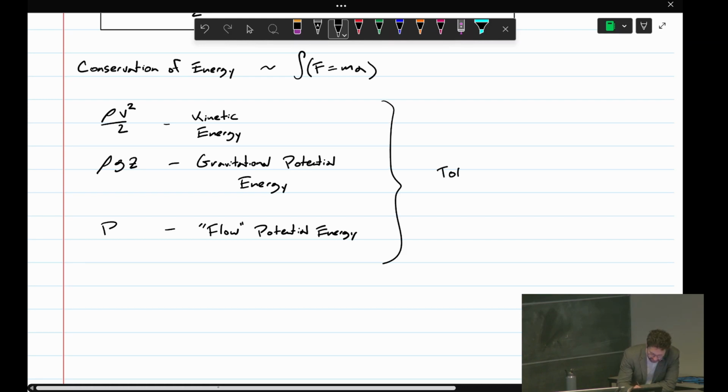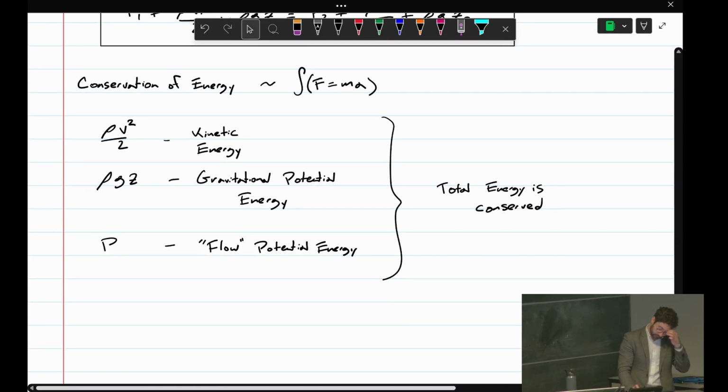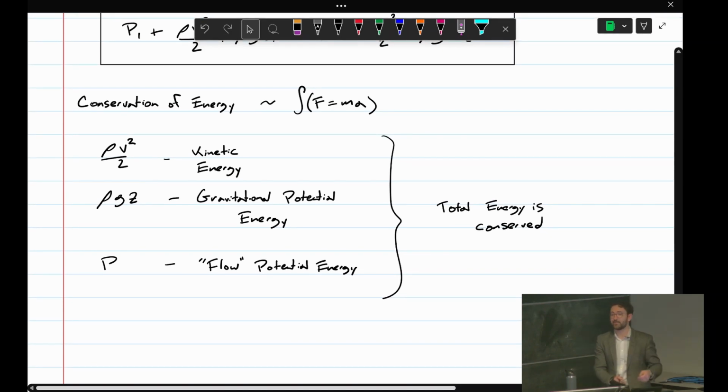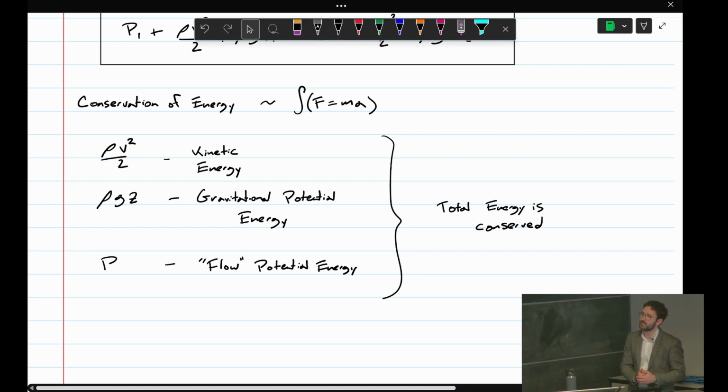And the total energy is conserved. Any other questions about this? So I'm going to start doing examples now where I talk about situations where we could use Bernoulli's equation, and we'll get more of a feel for how we use this.